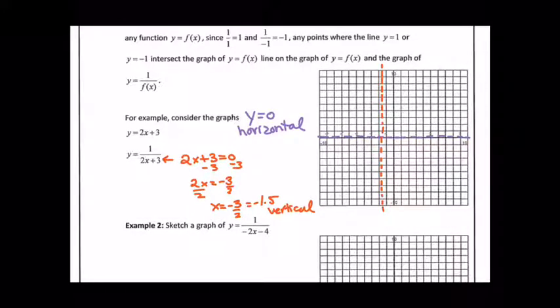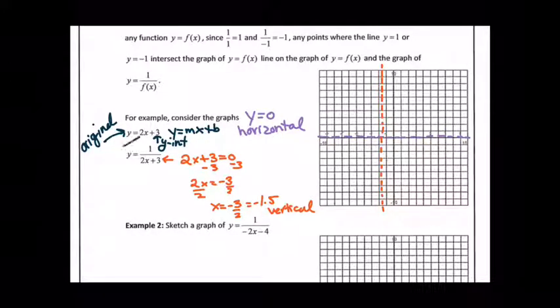I'm going to graph the original graph. So this is my original, and it's in the y equals mx plus b form. So we can see that our y-intercept is 3, and our slope is 2 over 1. So we've done this already in this unit, so we're going to graph this starting at 3. So I'm going to start on my y-intercept at 3, and then I'm going to do my slope 2 over 1.